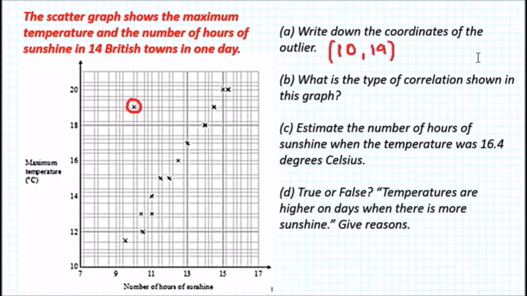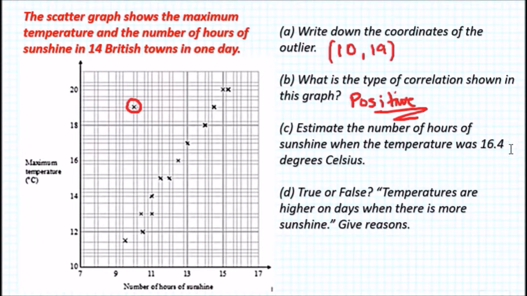Now, what is the type of correlation shown in this graph? Well, if you know correlation, if the gradient is going upwards, then we call this a positive gradient or positive correlation. If it's going from the top left corner right downwards, it's negative. And if the stars are all over the place, there isn't a correlation, so there will be no correlation. But in this case, it's positive because it's shooting upwards. So the answer would be a positive correlation.